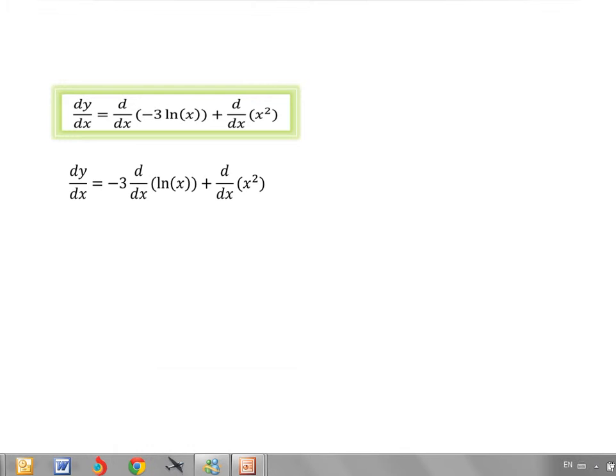So let's try and do this now. Because minus 3 is a constant, we don't have to derive it. We can simply move it to the front and multiply it by the derivative of ln x. As you can see, the derivative of ln x is equal to 1 over x. So to complete the first half of our function, we simply have to multiply minus 3 by 1 over x.